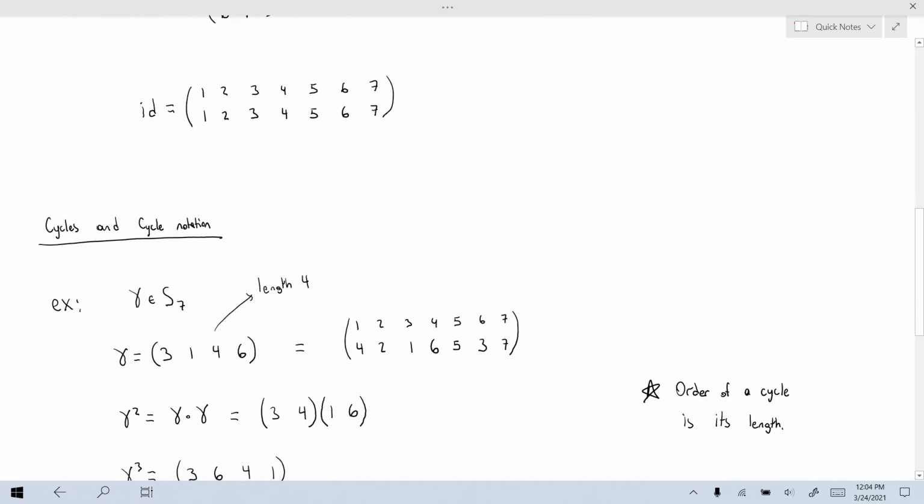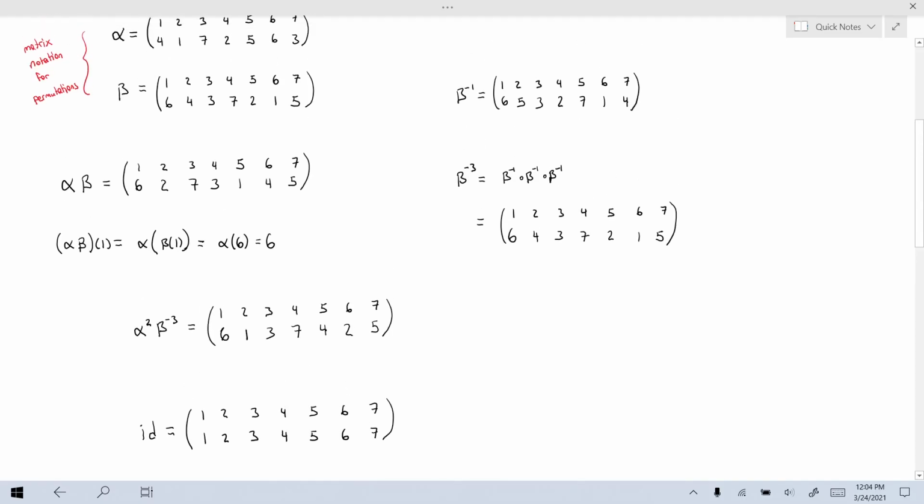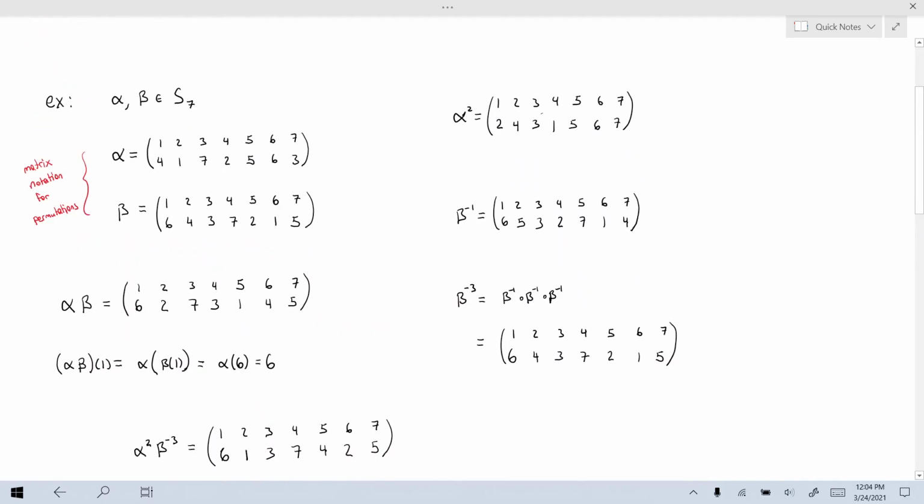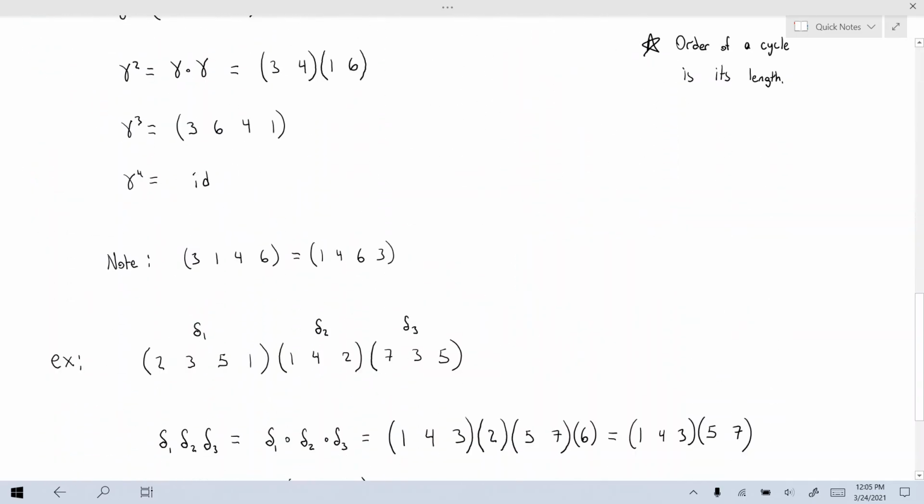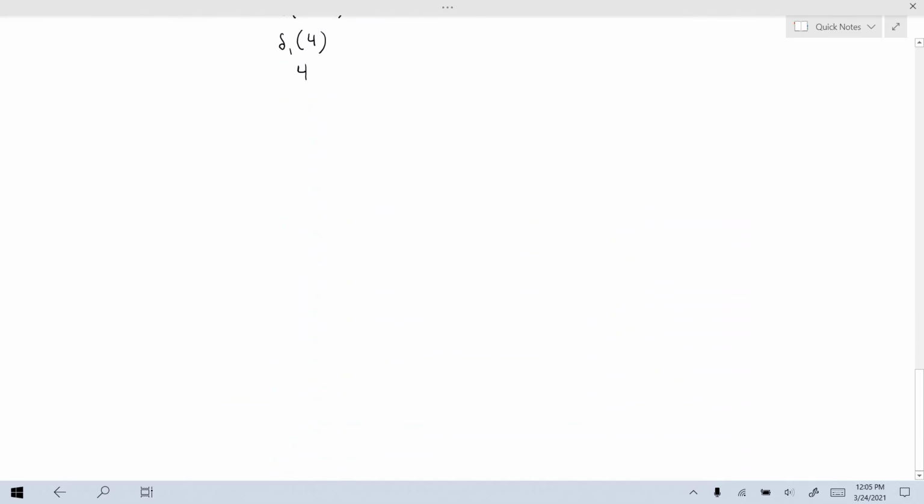So here, when I first introduced this cycle notation, we saw how to convert from cycle notation to matrix notation. So if we want to go from matrix notation to cycle notation, how do we do that? It's actually pretty simple. I'm going to illustrate with the permutations alpha and beta that I had up here. So we have alpha and beta written in matrix notation. And I'm going to rewrite them now in terms of cycles.